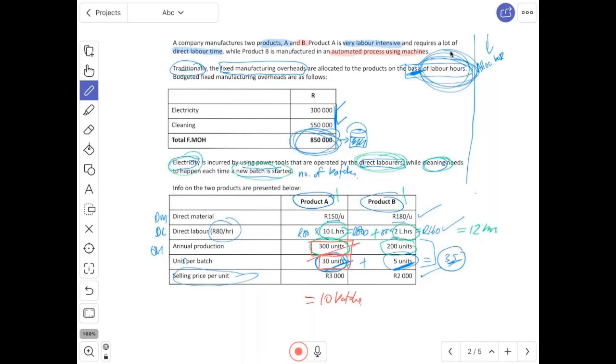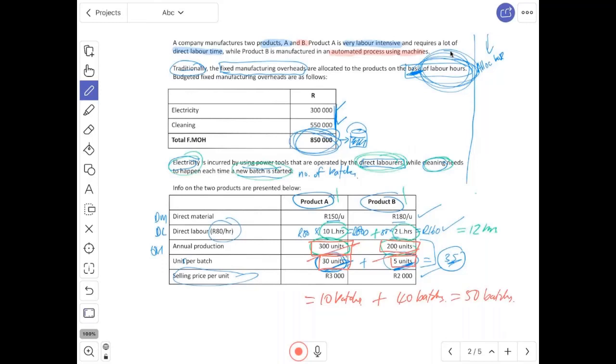What about B? 200 units divided by 5 units per batch, small batches. That's going to give us 40 batches. So we're going to start up the machine 40 times to make 5 units each to get to our total units of 200. So now we have our total batches of 50 for the year. 50 times we're going to start up this machine to make our 300 units of A and 200 units of B. So here I did my working.